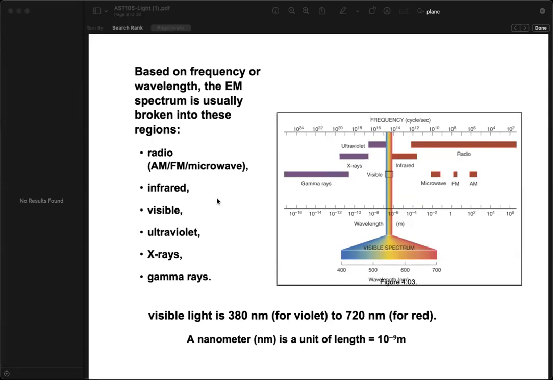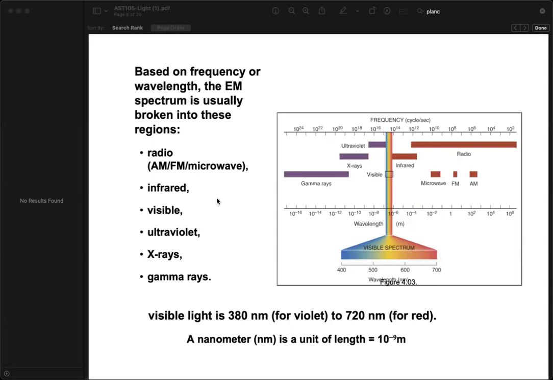Even though the electromagnetic spectrum, the range, is very big, there's only a small portion of it that we can see with our eyes. The rest are invisible to us. So the whole electromagnetic spectrum consists of gamma rays, X-rays, ultraviolet light, visible light, infrared, and radio waves.